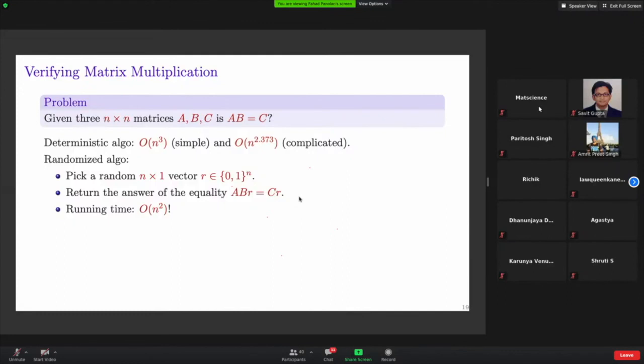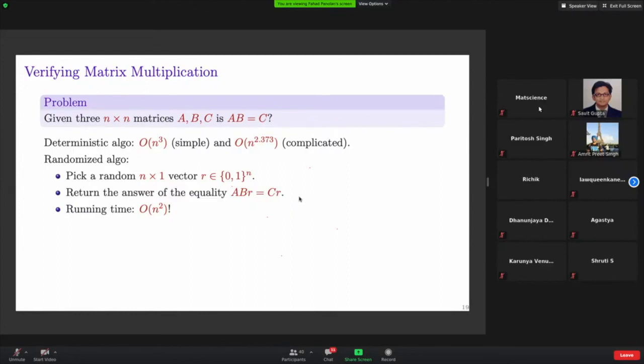So you just pick a random binary vector of length n, and call it R. And what you do is you just compute AB times R. How can you compute AB times R? First you compute B times R, and then you compute A times B times R. So B times R can be computed in n squared time, and if you left multiply with A, that can also be computed in order n squared time. And similarly, you compute C times R, which can be computed in order n squared time.